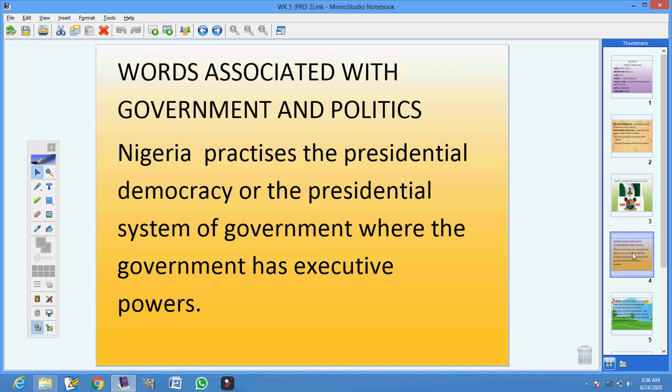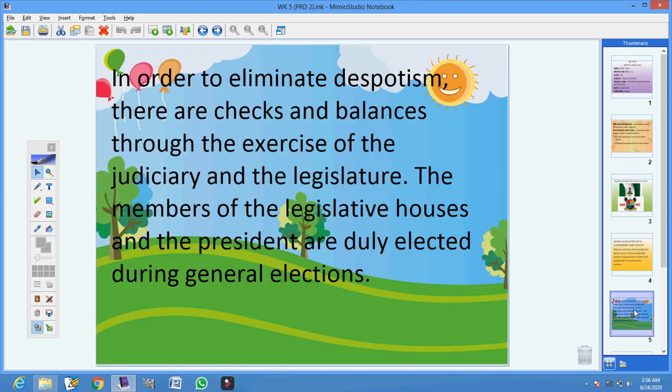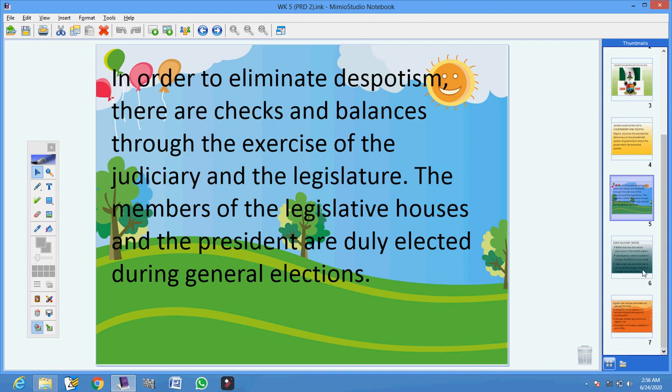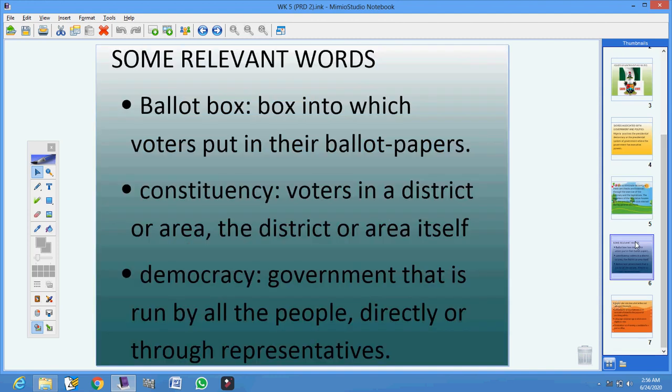Words associated with government and politics. Nigeria practices the presidential democracy or the presidential system of government where the government has executive powers. In order to eliminate despotism, there are checks and balances through the exercise of the judiciary and the legislature. The members of the legislative houses and the president are duly elected during general elections.